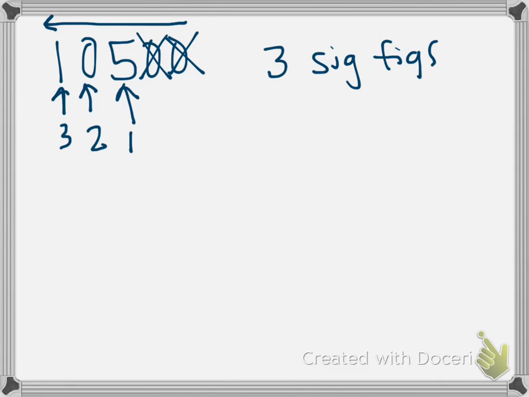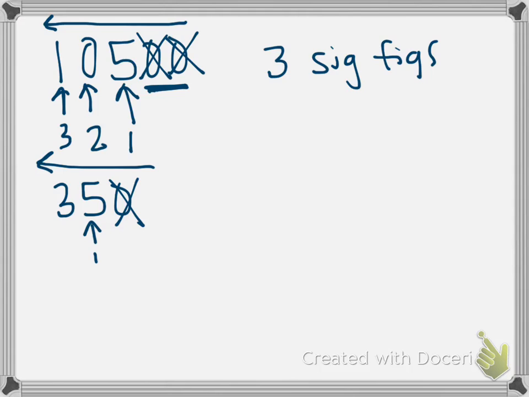Okay, now I don't want you to get confused. I'm not crossing these out because they are not there. I'm just crossing them out, meaning that they don't count when we're counting sig figs. Another example, 350. Again, it's a non-decimal number. I count in this direction. First non-zero number, so I don't count the 0. This is 1. This is 2. So this has 2 sig figs.